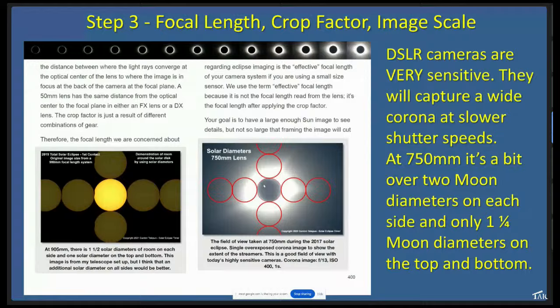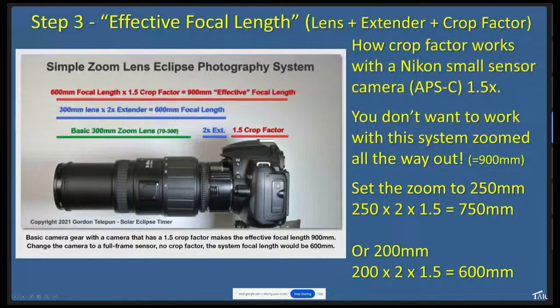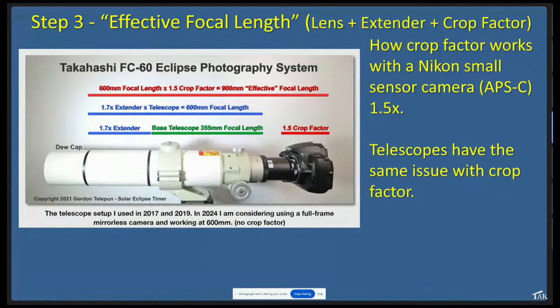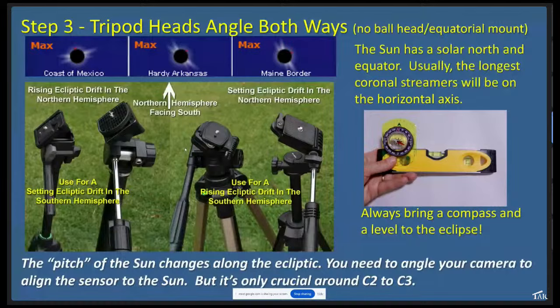So to understand crop factor, a lot of people in their closets at home will have one of these 70 to 300 millimeter Sigma lenses. And if they put that on a 2X converter and they have a 1.5 crop factor, they could be working at 900 millimeters, but we don't want them to work at 900 millimeters. We want them to decrease this zoom to maybe 250 or even 200. So when they do the math, the 2X converter and the 1.5 crop factor, they're working at 750 millimeters or 600 millimeters with this system. And the same thing works with telescopes. If you have a crop factor camera on a telescope, you're going to get the crop factor.